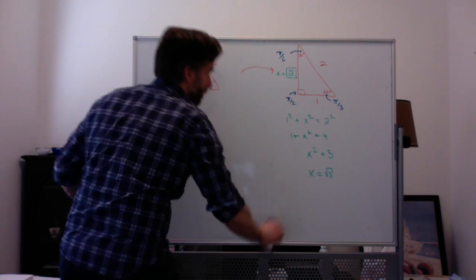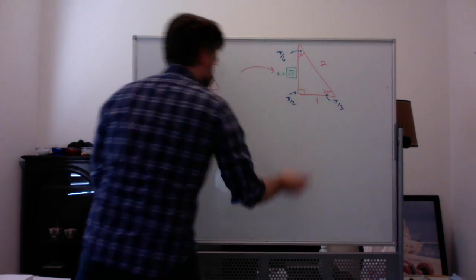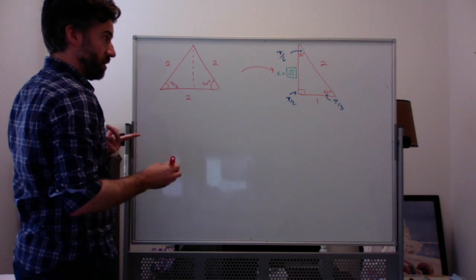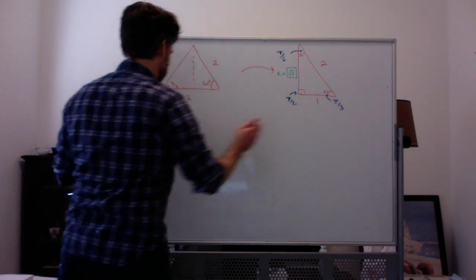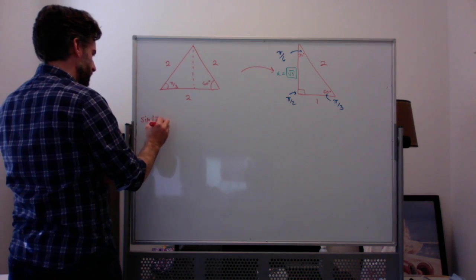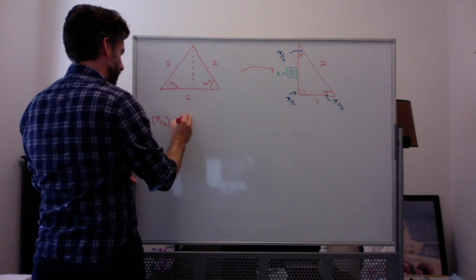But that's what we've got there. So then we're going to use this triangle to find sine, cosine, tangent, etc. of our special angle. So let's do pi over 3 radians first. So sine of pi over 3 radians is going to be opposite over hypotenuse, which is the square root of 3 over 2.